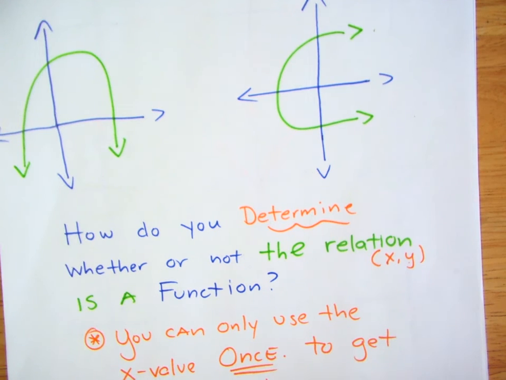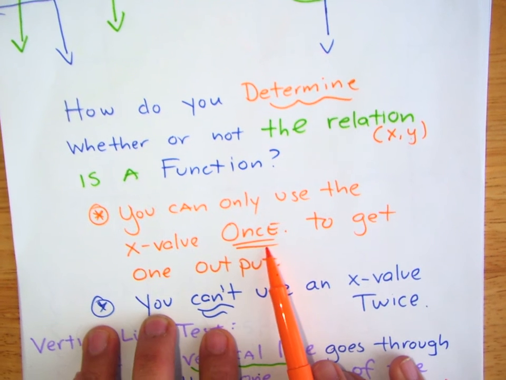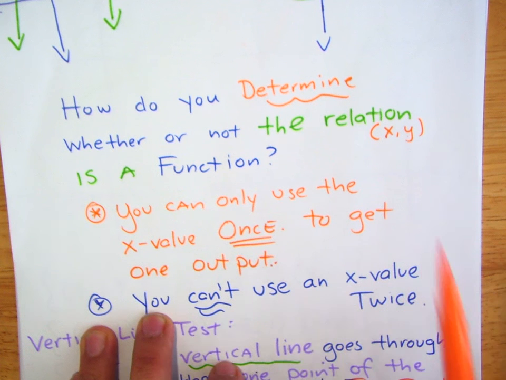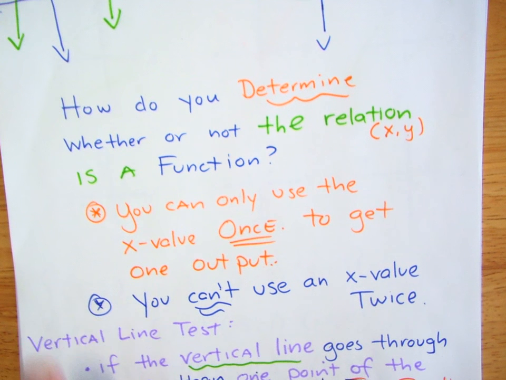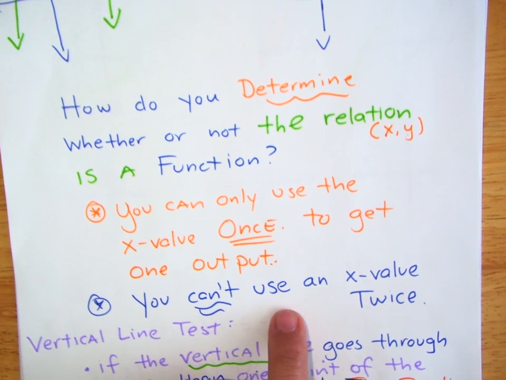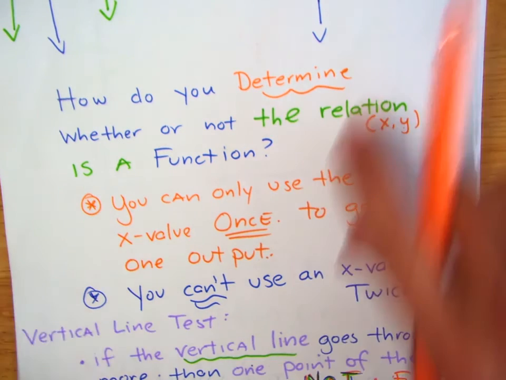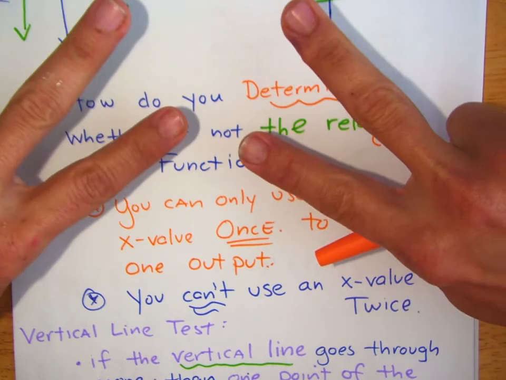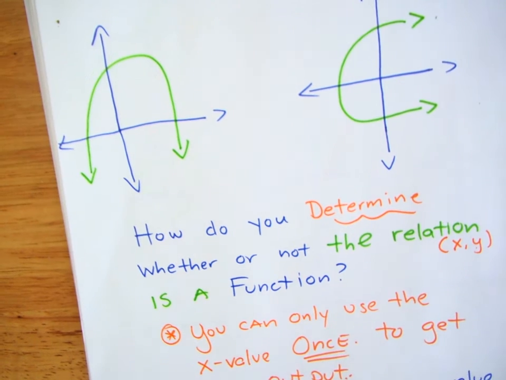Now here's a trick. You can only use the x value once in order to get one output. You can only use the x once in order to get an output. That's it. So you can only use x once. You can't use the x value twice. No, no, no. Only once. Not twice. Once. Not twice.